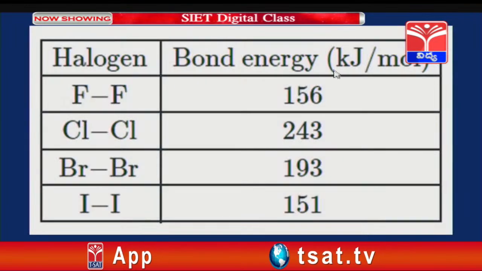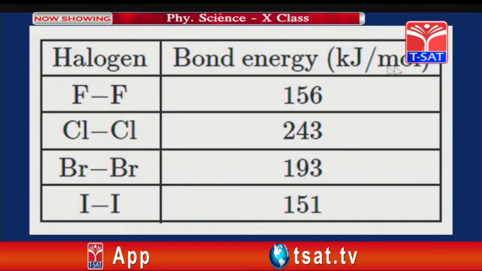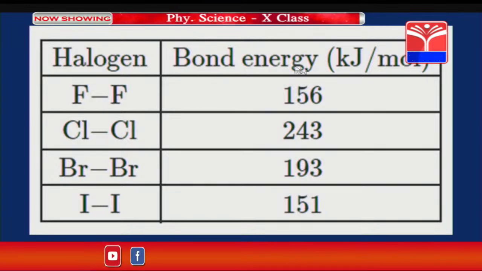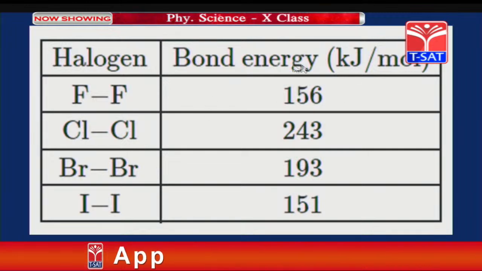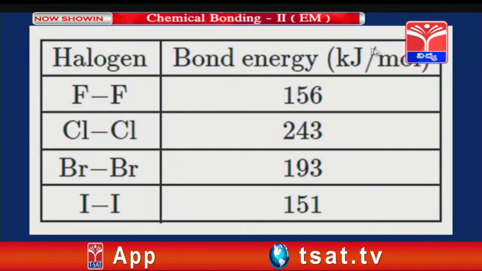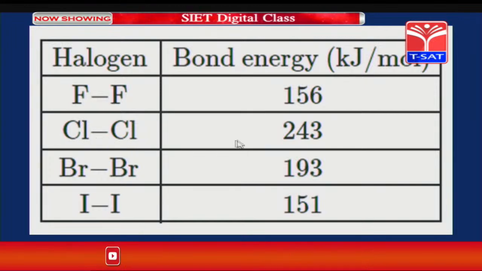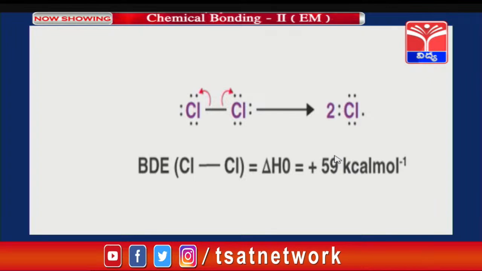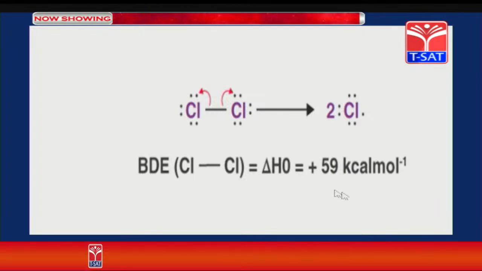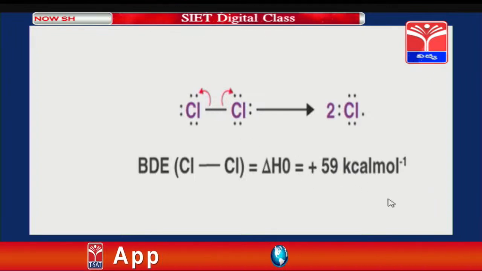So, it is measured in the units of kilojoules per mole, and if you look at the bond energies, here F2 is the fluorine molecule, and the energy which is required to break the bond present between the two fluorine atoms is 156 kilojoule per mole, and if you want to break the bond present between the two chlorine atoms in a chlorine molecule, it is 243 kilojoule per mole. So, in this way the bond dissociation energy to break the two chlorine atoms is 59 kilocalorie per mole.